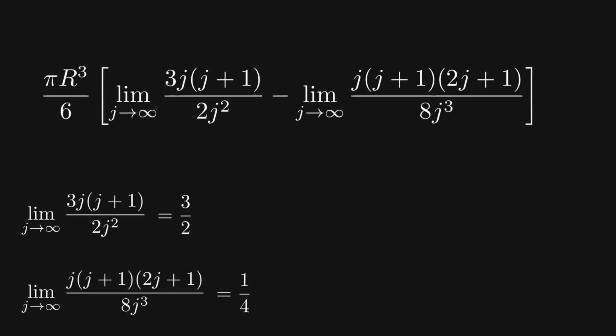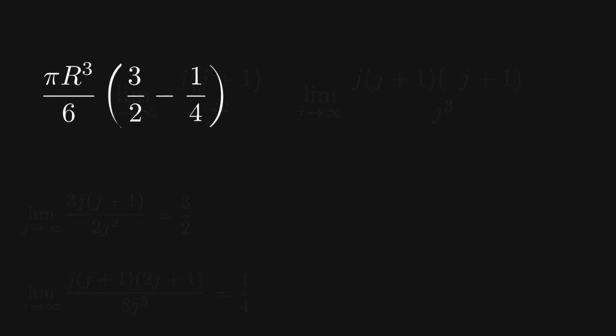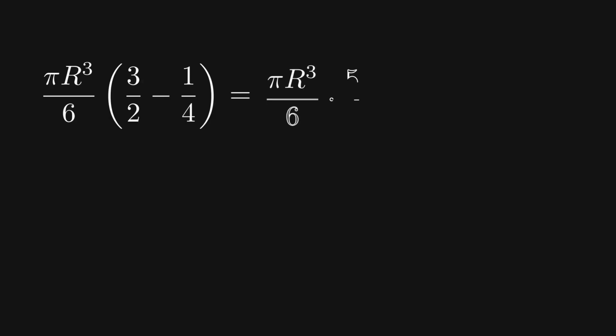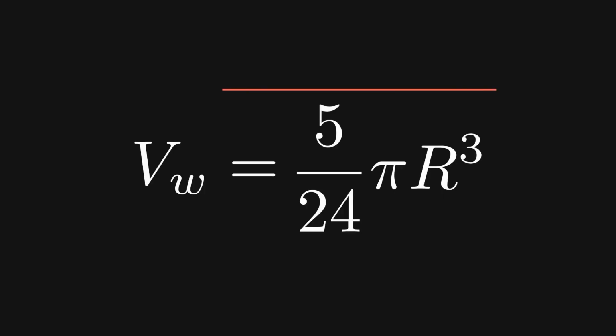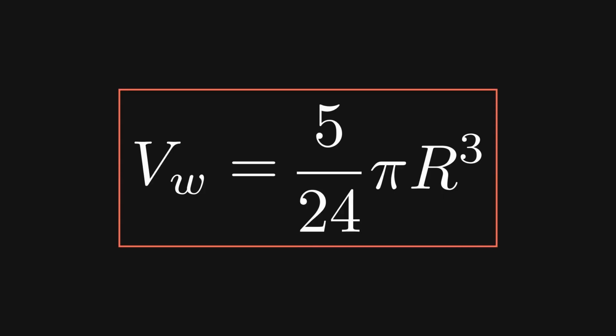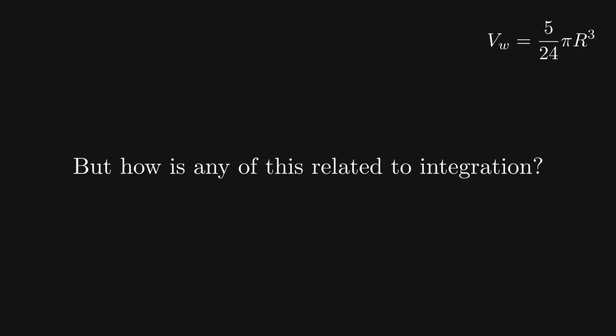Let's substitute into our expression and further simplify. And we get the volume of our water, which is 5 over 24 times pi times r cubed. So yes, we found the volume of water, and we didn't do it with the use of calculus technically, but we did. So let me explain.